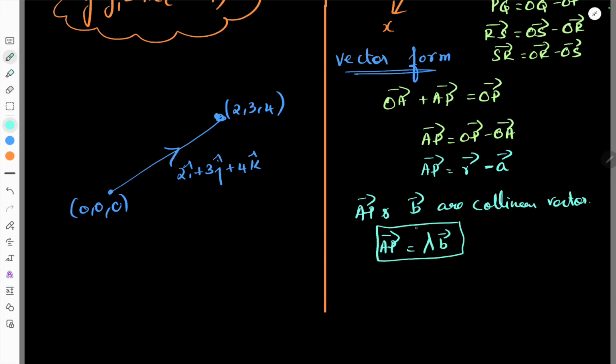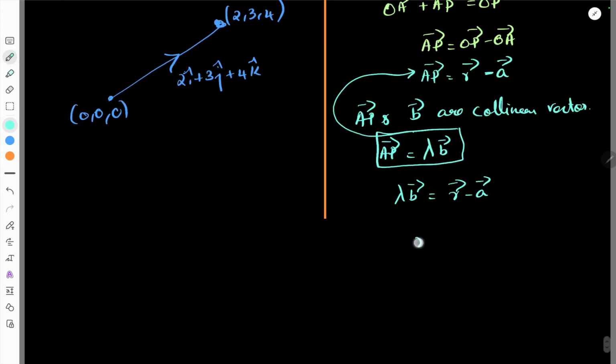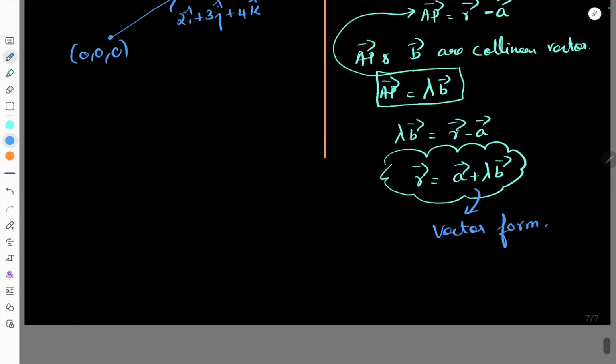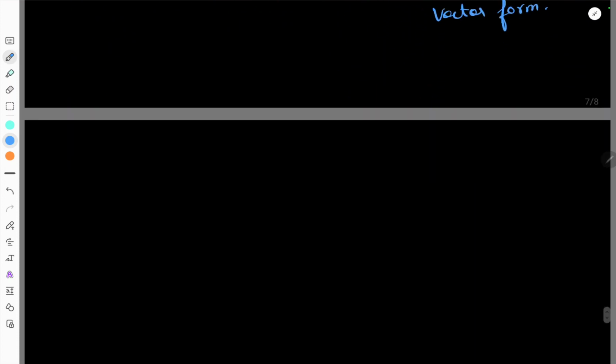So what I will do here is substitute this. So it will be lambda times B vector equal to R vector minus A vector, and from here we got R vector equal to A vector plus lambda B vector. So this we call the vector form of the line. This is the vector equation. Now we'll see the Cartesian form.